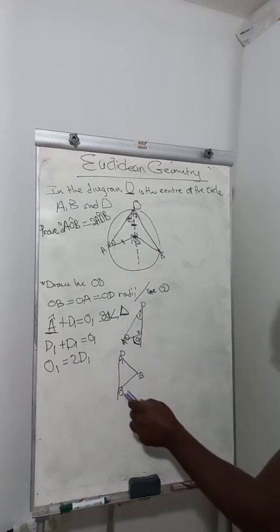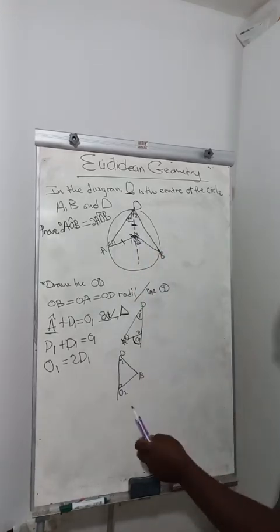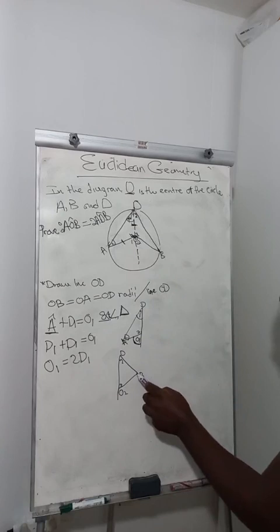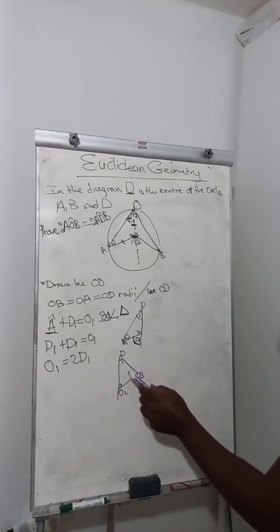So let me just say maybe O3 here. Let's say this is O3 and then maybe this is O4, but it's not of that importance. So it means here you will have the same thing.